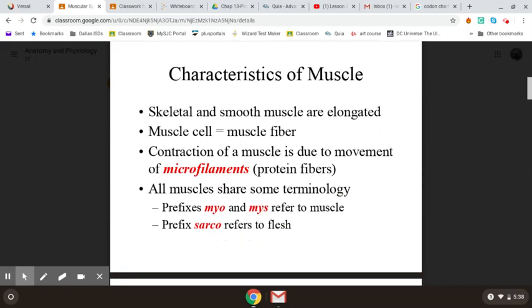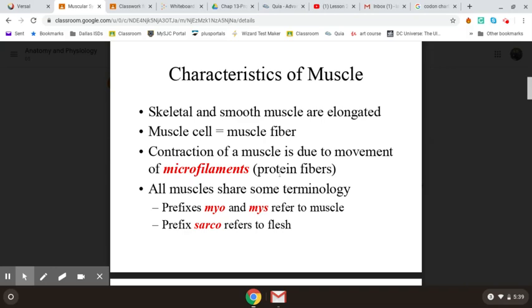Okay. So skeletal and smooth muscles are elongated. A muscle cell and a muscle fiber are the same term, so we can think of those things interchangeably if I say them. Okay, the contraction of muscles, the shortening of a muscle, is due to the movement of what we call microfilaments. Microfilaments are in all muscle cells, okay, all skeletal, smooth, and cardiac muscle cells, and they're protein fibers that are going to shrink so that the muscle can shrink with it, right?